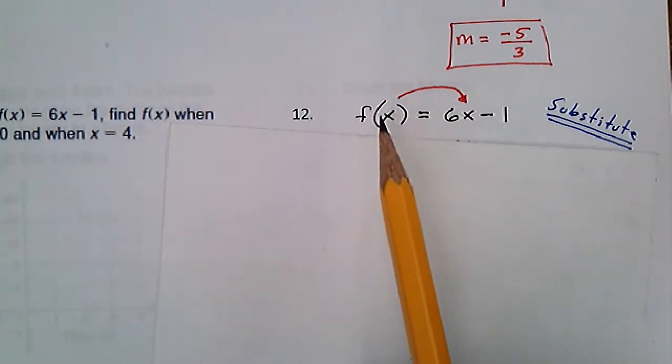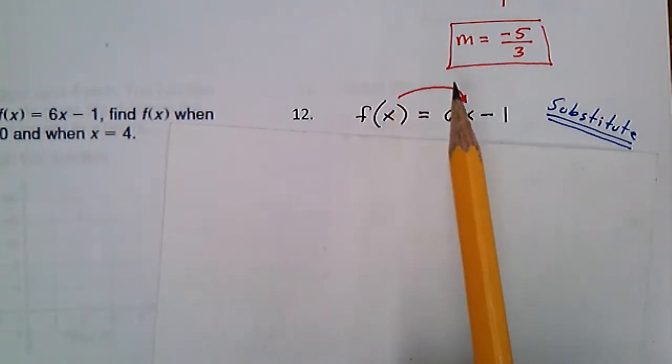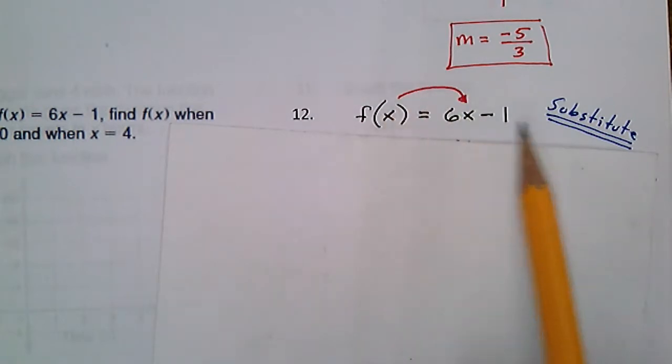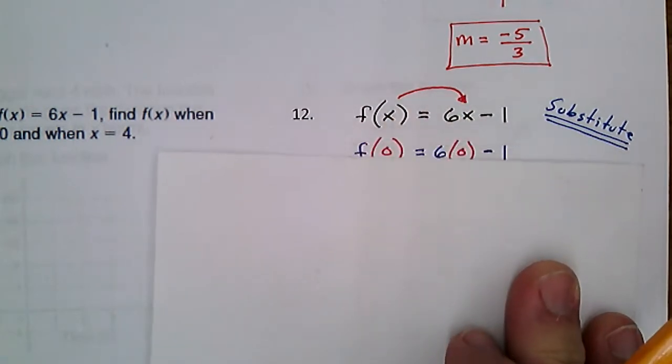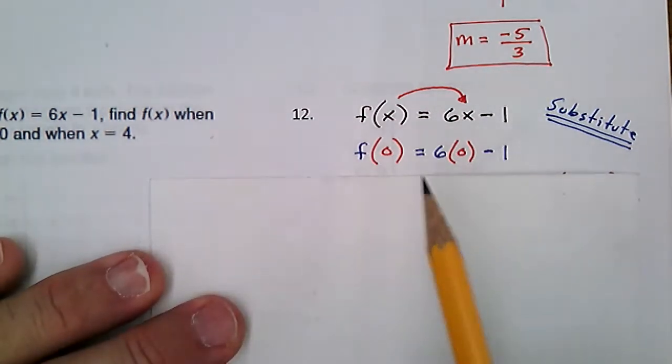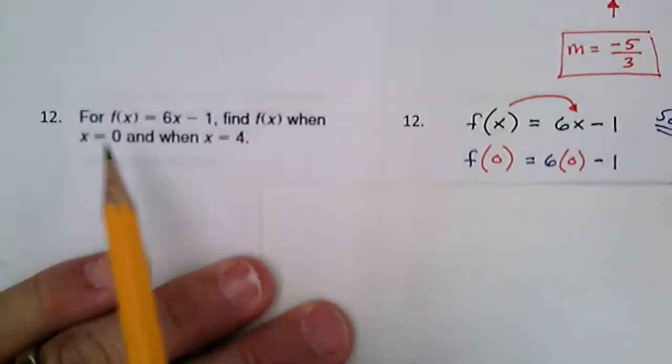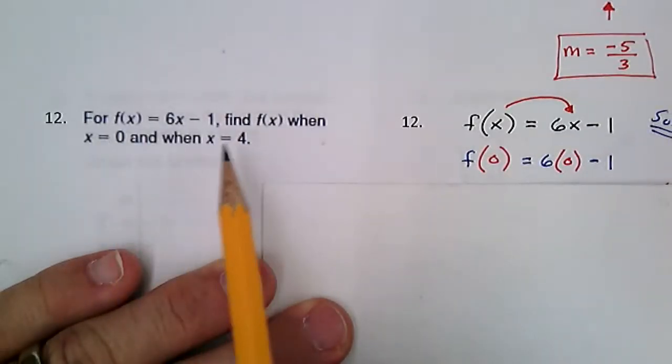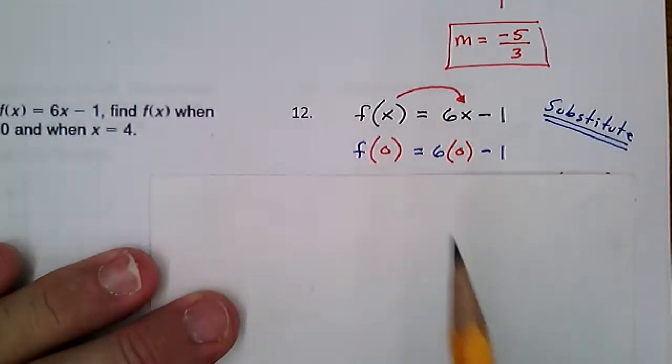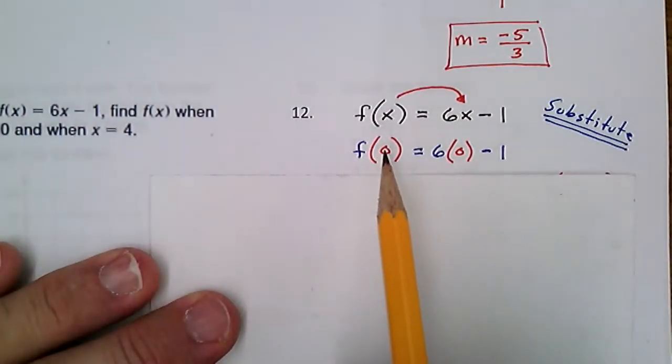So whatever number I put inside that parentheses, I want to drop it like it's hot, right? Drop it like it's hot right into there. We want to substitute. Okay, so it tells us to find x is equal to 0 and also x is equal to 4. So if I'm finding x is equal to 0, I'm going to put a 0 here.